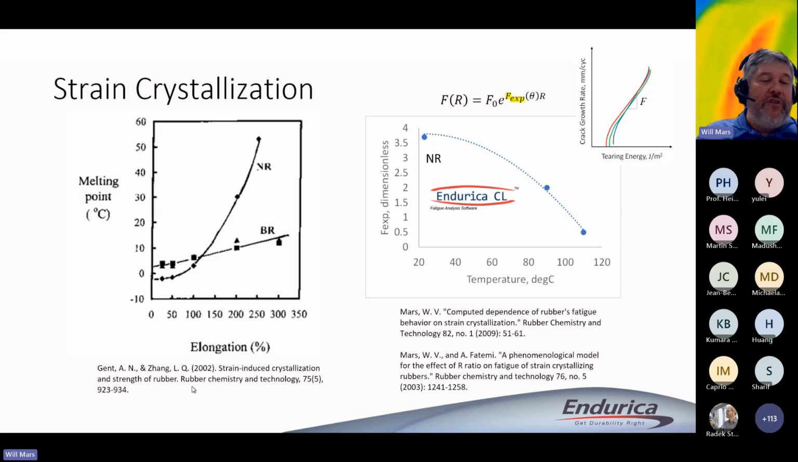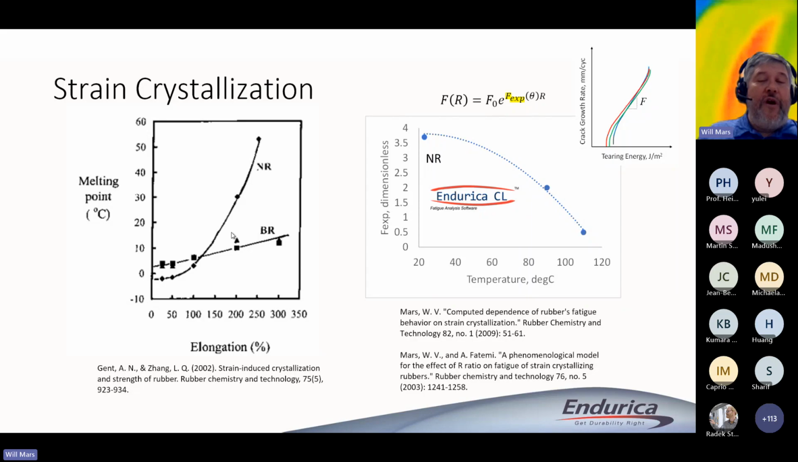What you're looking at on the left is some work that was done by Gent and Lichun Zhang, where they plotted for NR and for BR the crystalline melting point, the crystallization temperature, as a function of the stretch of the rubber. So we normally say that crystallization happens at something like 200% strain, and you can see that at 200% strain, the melting point for these rubbers is getting close to room temperature. So that kind of makes sense.